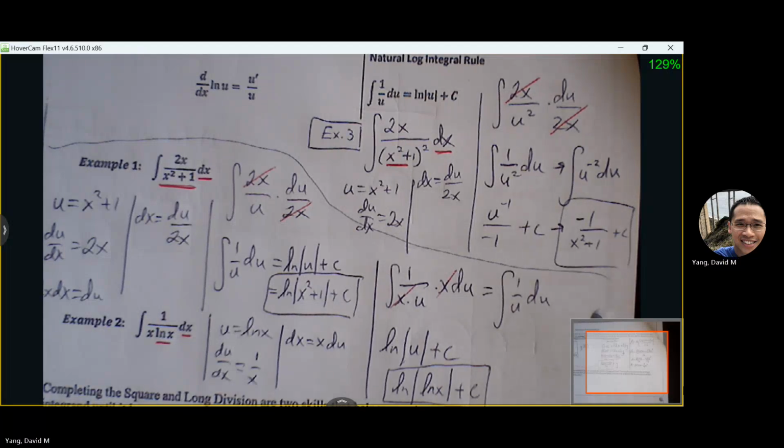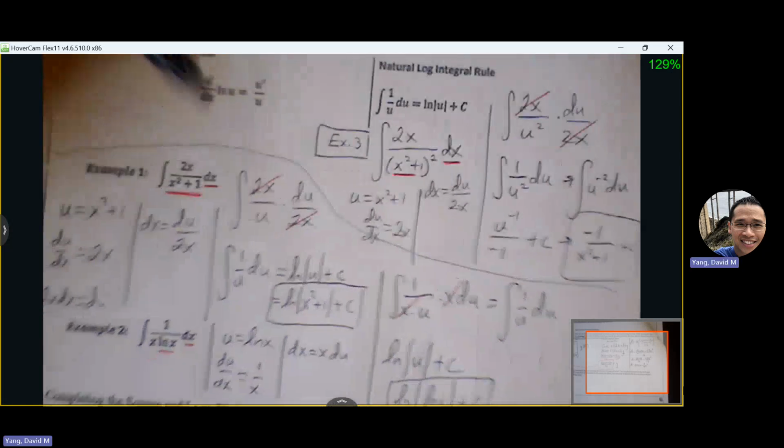Okay. All right, let's look at the bottom of the page here.